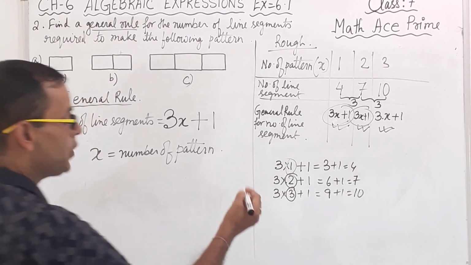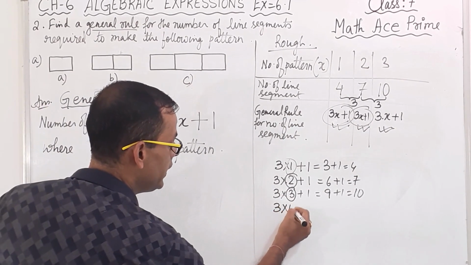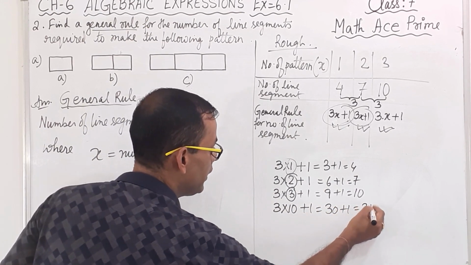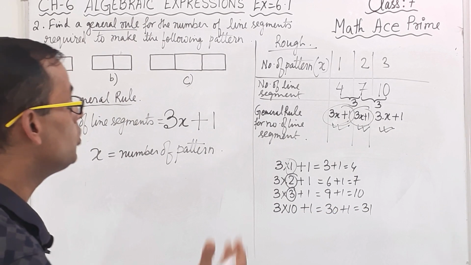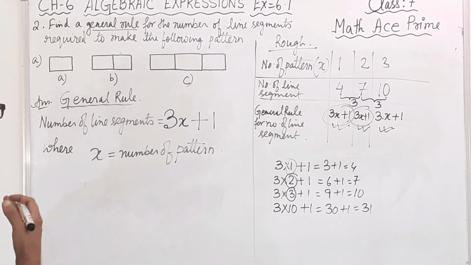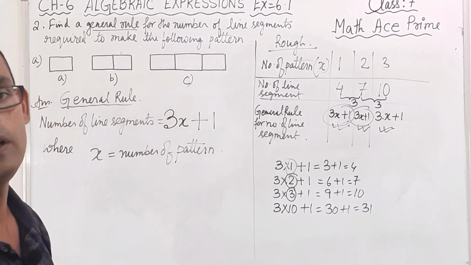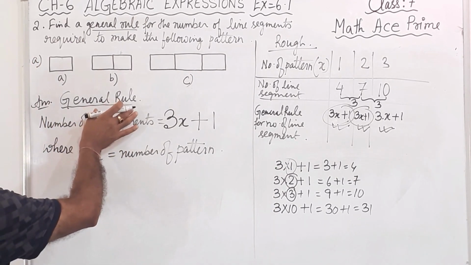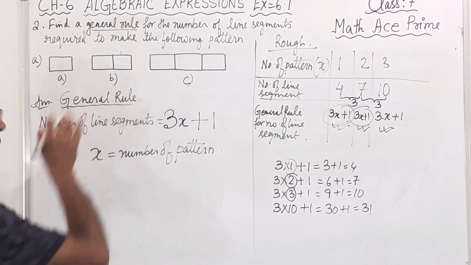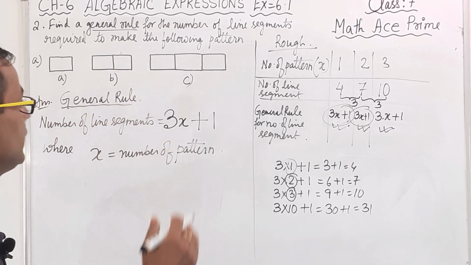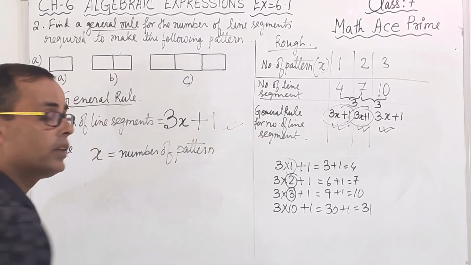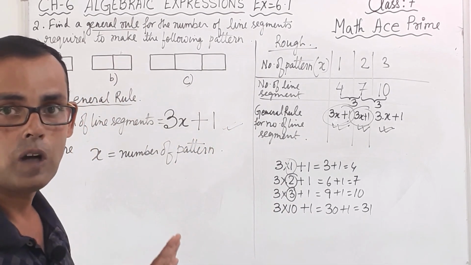Understanding or no? If I want to find out the 10th pattern, then 3 into 10 plus 1, so 30 plus 1, so 31. So in the 10th pattern, how many line segments will be there? 31. So in this way we can find out as many patterns as we want. Okay. So to find out any pattern, any number of patterns, you need a general rule, and this is the general rule, 3x plus 1. So I hope you have understood.